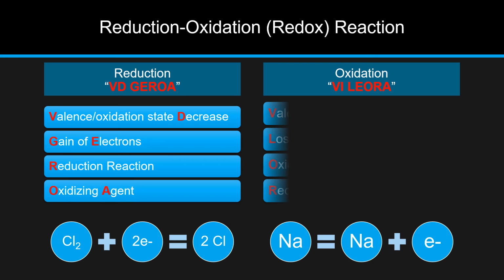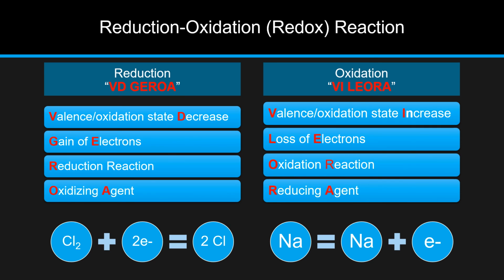Okay. To remember oxidation reaction, just remember VI LEORA: Valence or oxidation state is Increased while there is a Loss of electrons. That is the oxidation reaction. And the substance producing the oxidation reaction is the reducing agent.